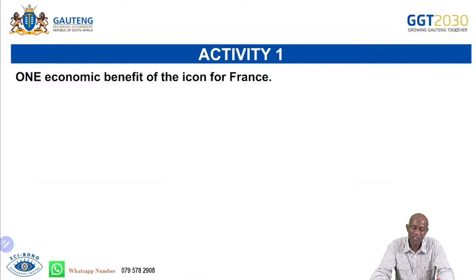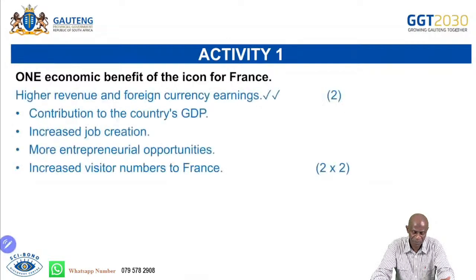One economic benefit of the icon, remember, we're looking at one unique feature. So all named there were the unique features of the Eiffel Tower. Now let us look at the economic benefit of the icon for France. It brings about high revenue and foreign currency earning. So it attracts a lot of people and they bring a lot of money in local and foreign currency.